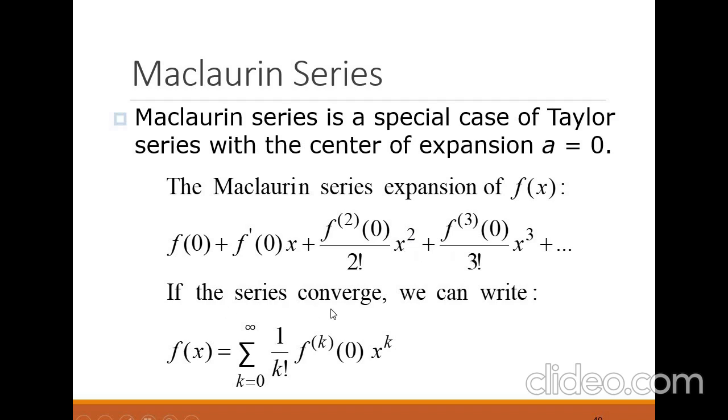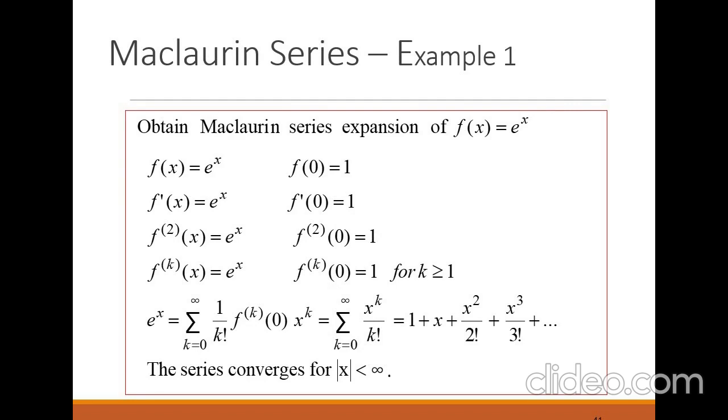This converges if f of x is equal to the summation from k equals 0 up to infinity of 1 over k factorial times the k-th derivative evaluated at 0 times x to the power k. Let's look into some examples. If you want to obtain the Maclaurin series expansion of f of x equals e to the x, you need to find the derivatives of this function.